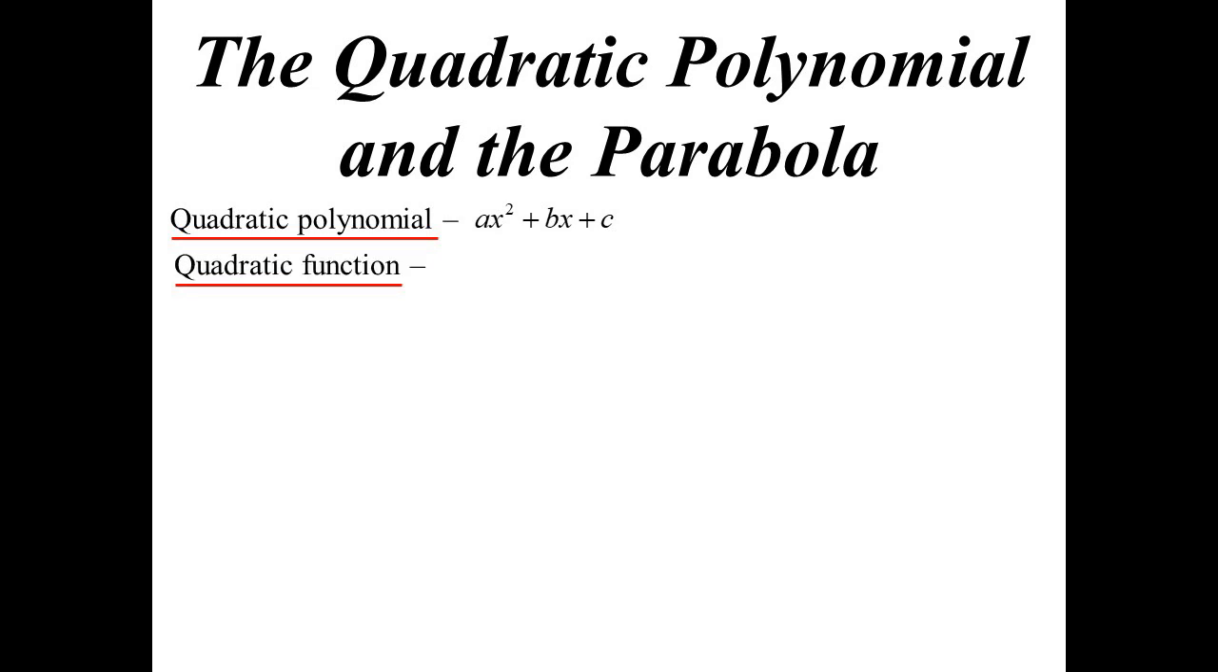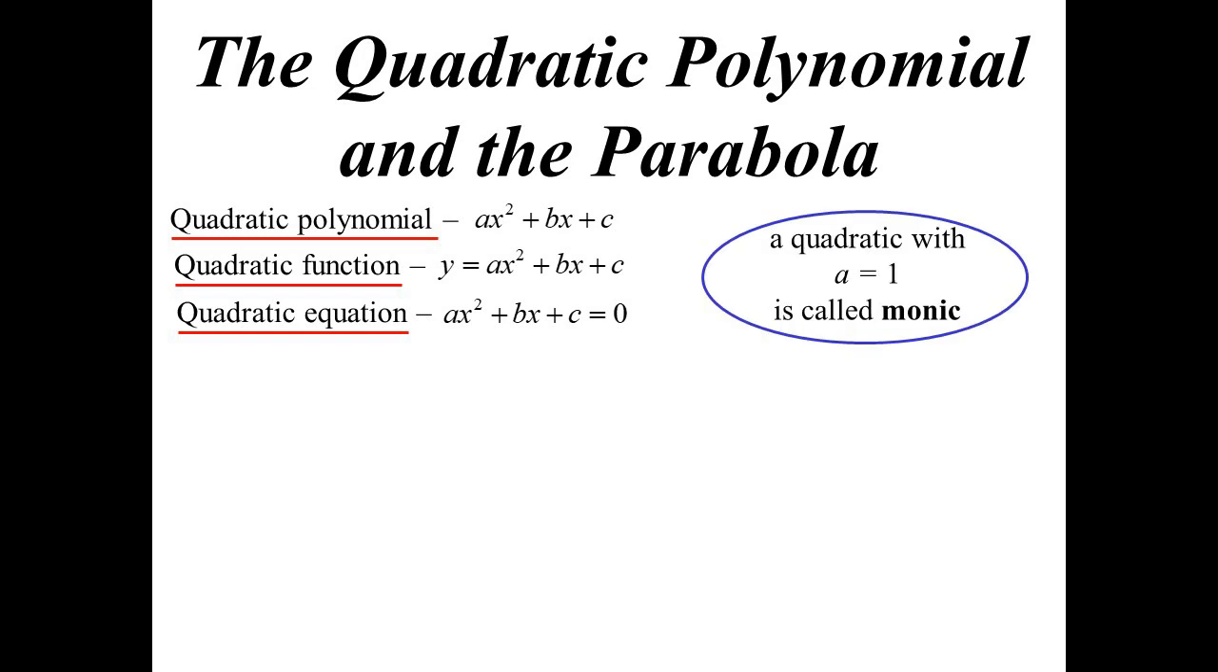The quadratic function is then when we make it equal to some other pronumeral. It becomes a function now. So usually we'd see it as y equals. And then the quadratic equation is when we make it equal to a number. Usually we see it with 0, but I guess it doesn't have to be 0. Now, if a, the coefficient of x squared, is 1, we call it monic. So it becomes a monic quadratic.